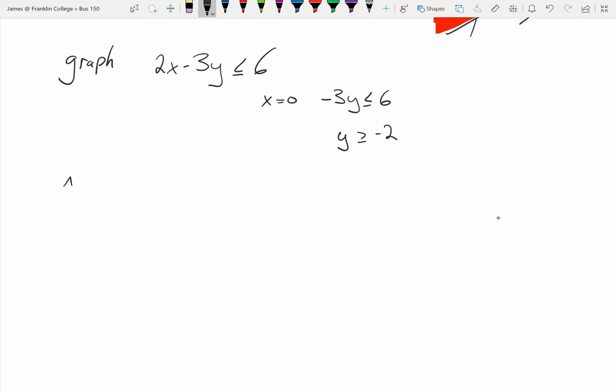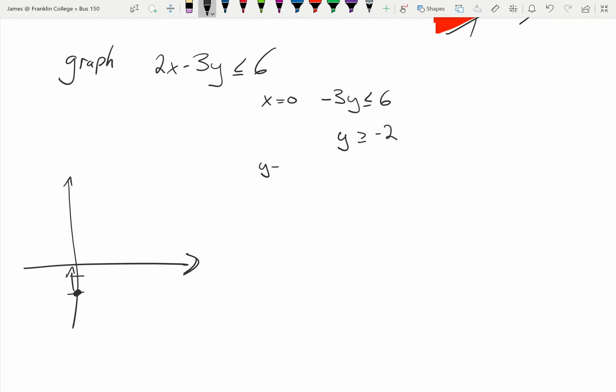And if we want to think about graphing that on our xy plane, we're going to count down to the y-intercept of negative 2. 1, 2. Y is greater than or equal to negative 2, so we're going to have a full circle. And if y is greater than or equal to negative 2, we're going to shade the upper half.